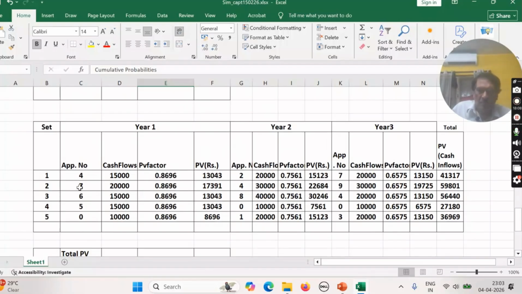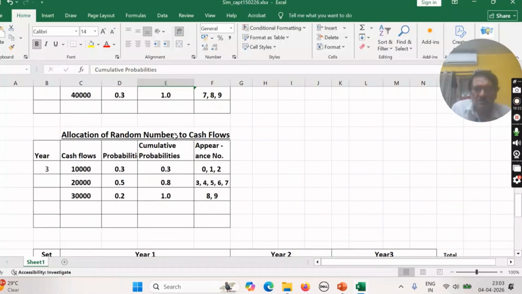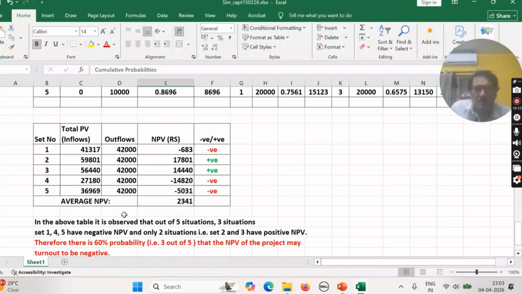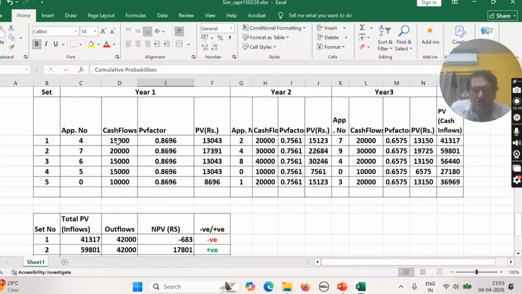These are the random numbers given. On the basis of this, you have to take the value of cash flows. First, for the first year, if the random number is 4, then what will be the cash flows? You can see the allocation of random numbers for the first year. Where is the 4? Here is the 4. Then cash flows will be 15,000. That's why you see the cash flow has been taken as 15,000.